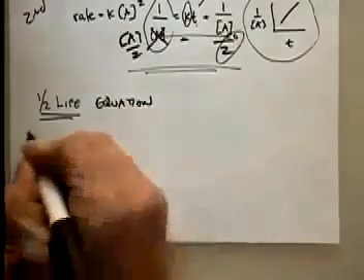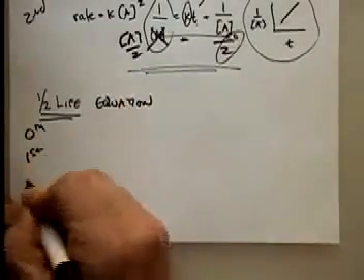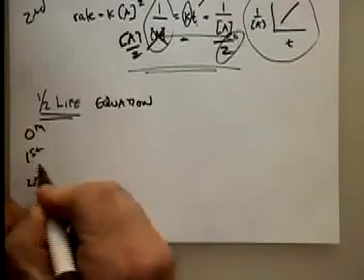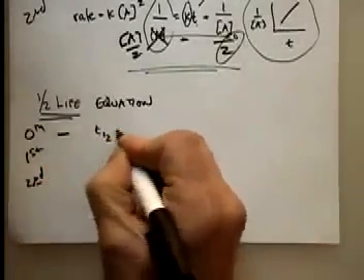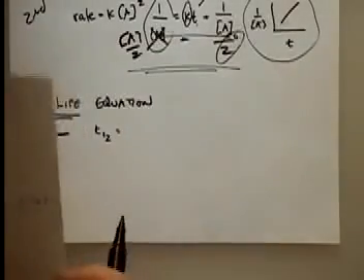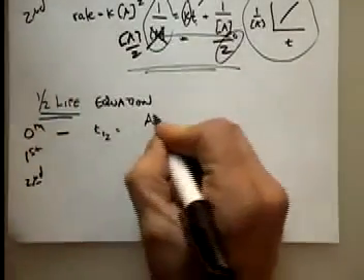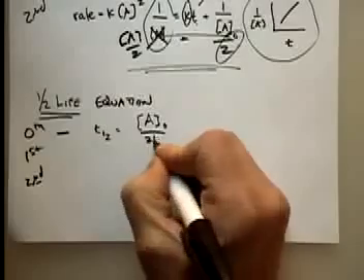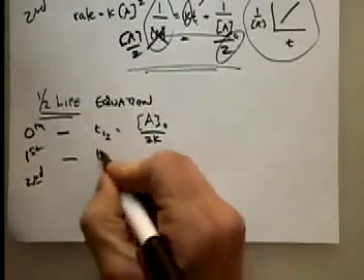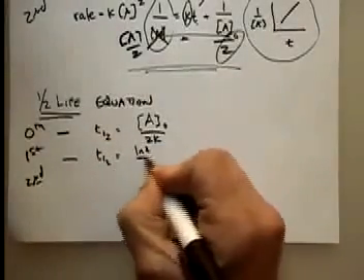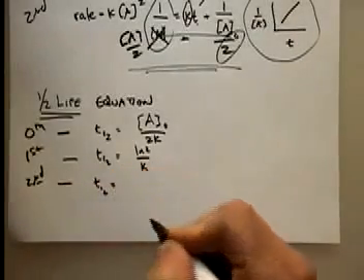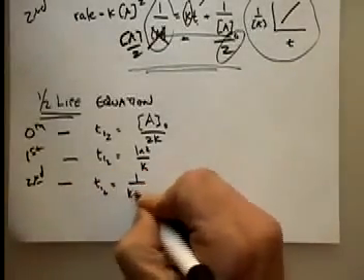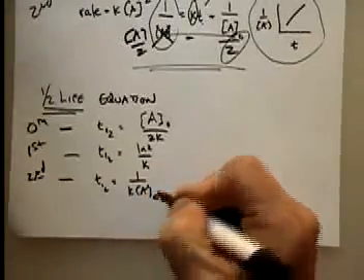For a zeroth, a first, and a second order reaction. For a zeroth, t 1/2, or the half-life, is equal to A original divided by 2k. For a first order, t 1/2 is equal to the natural log of 2 divided by k. And for a second order, t 1/2 is equal to 1 over k times A naught.